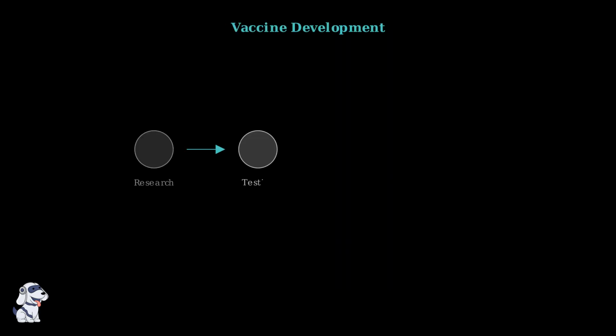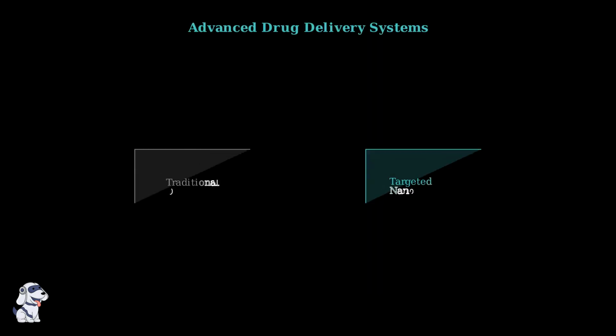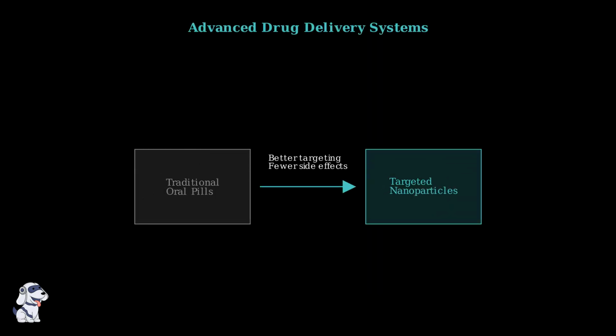Vaccine development represents another promising research direction. Scientists are working to create a preventive vaccine against Entamoeba histolytica. While still in early research phases, this could revolutionize prevention strategies in endemic areas. Researchers are also advancing drug delivery systems. Instead of traditional oral medications, scientists are developing targeted nanoparticles and other sophisticated delivery methods that can better reach infected tissues while minimizing side effects.